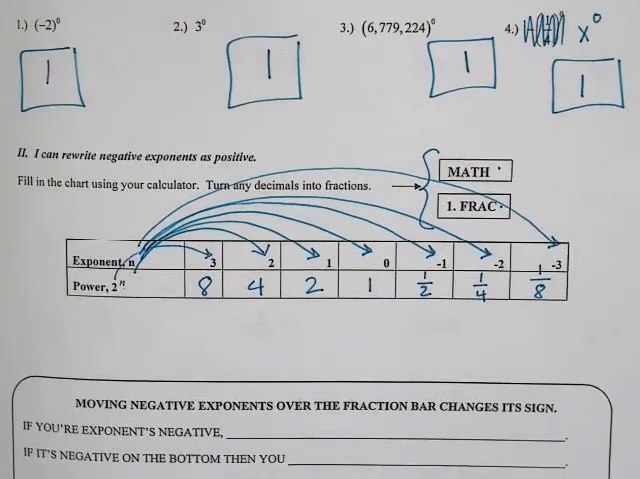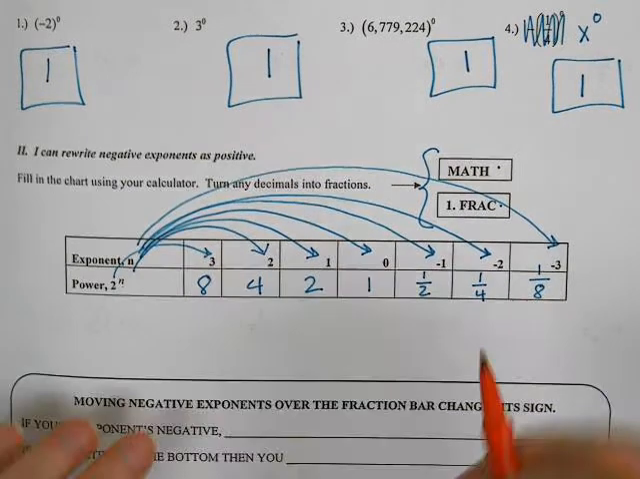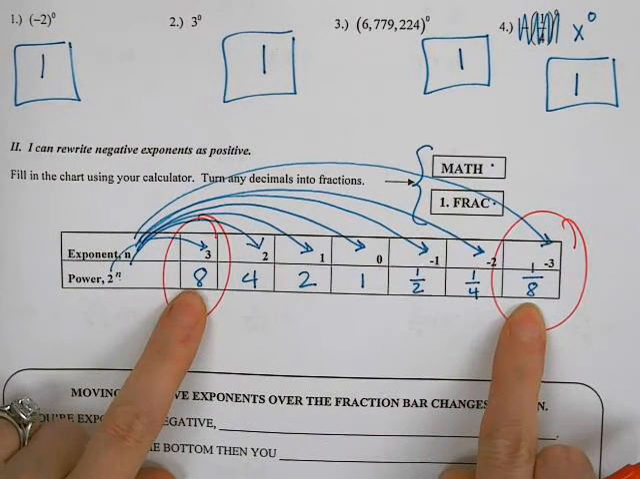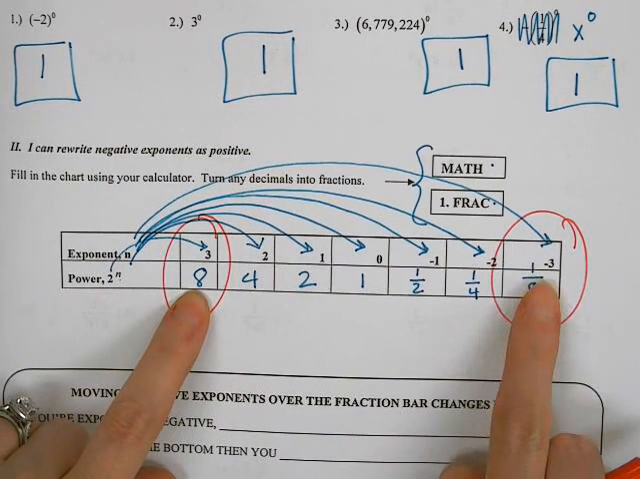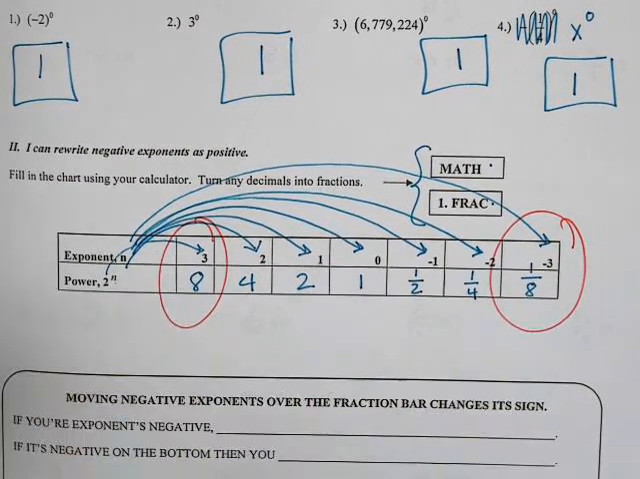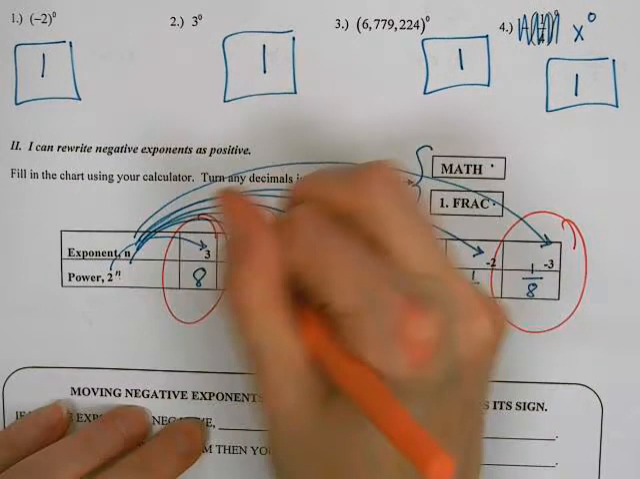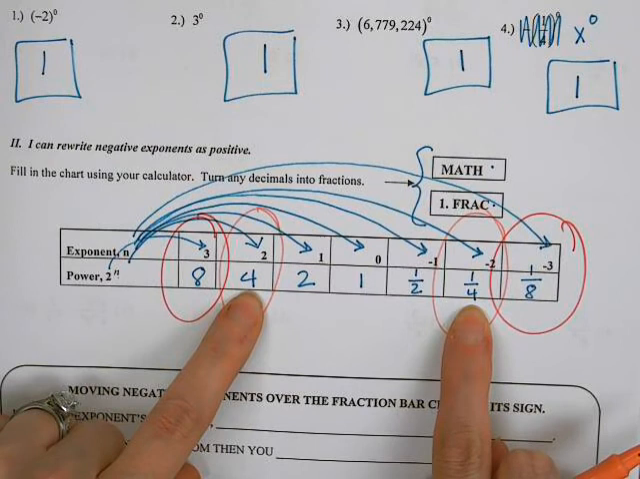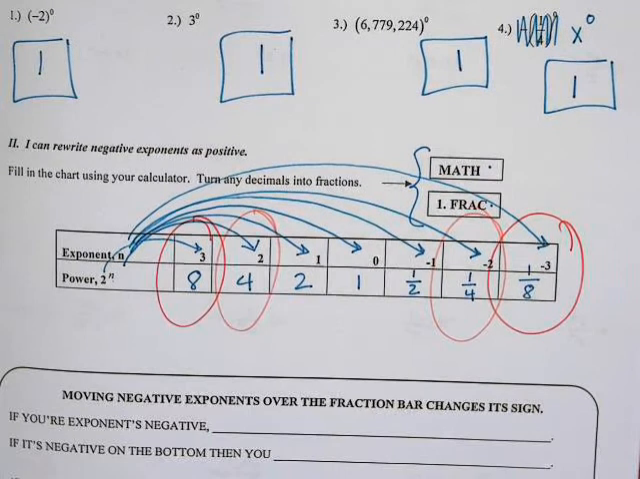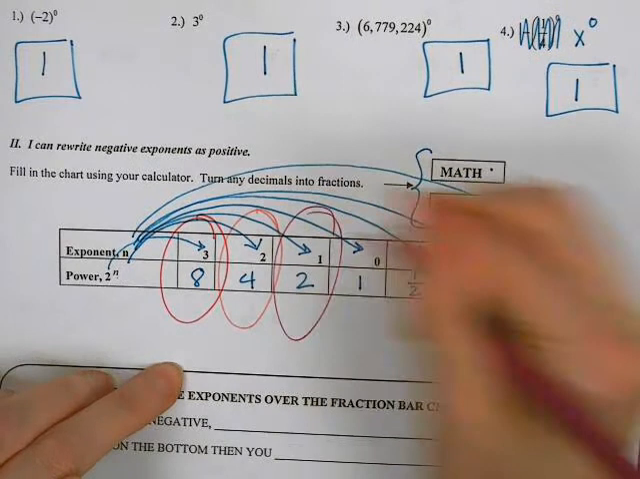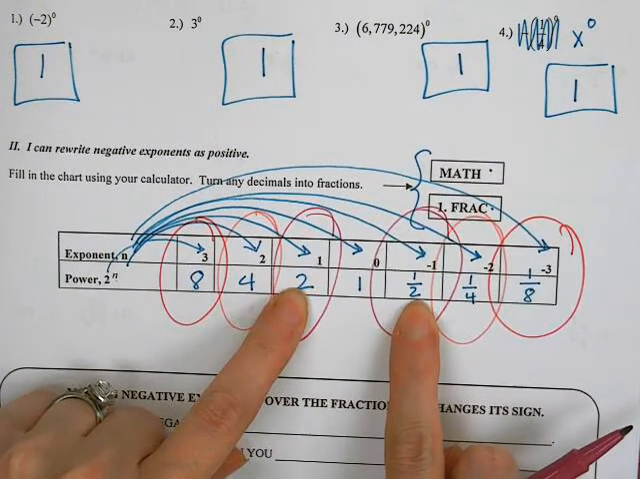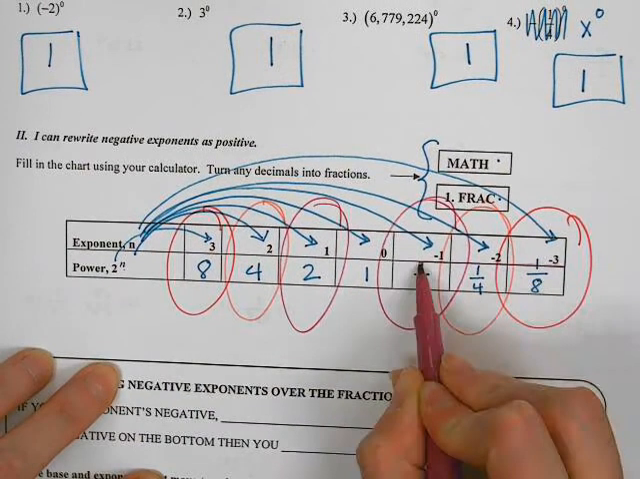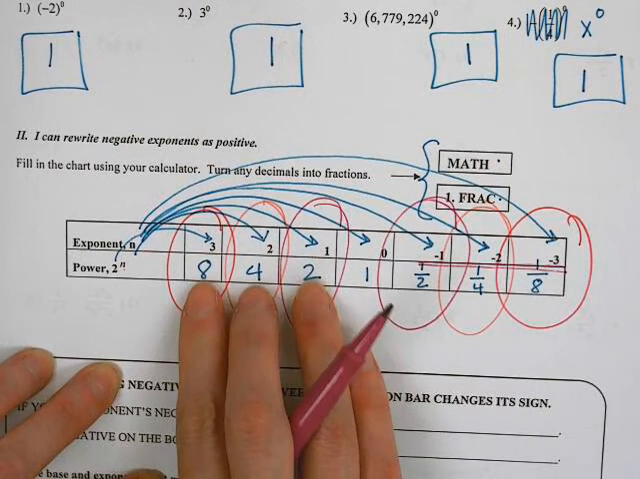So what do you guys notice? Let's look at the 3 and the -3. See how they both have an 8, but one of them is just 8 and one of them is 1/8? And then look at the 2 and the -2. See how they both have 4, but one's 4 and one's 1/4? And now the 1 and the -1. This one's 2 and this one's 1/2. So here's your rule: when you raise something to a negative power, the answer goes to the denominator.